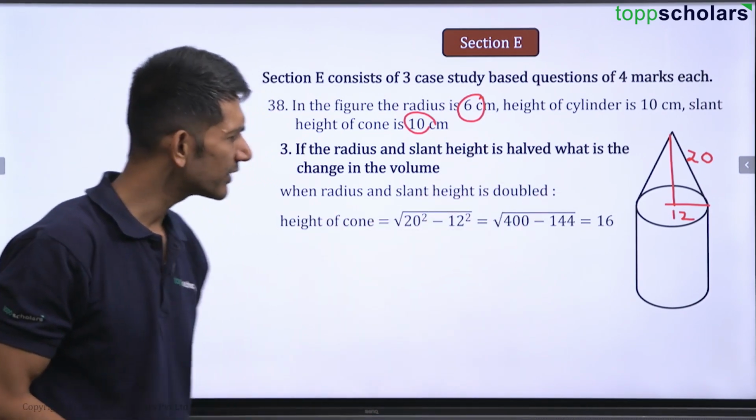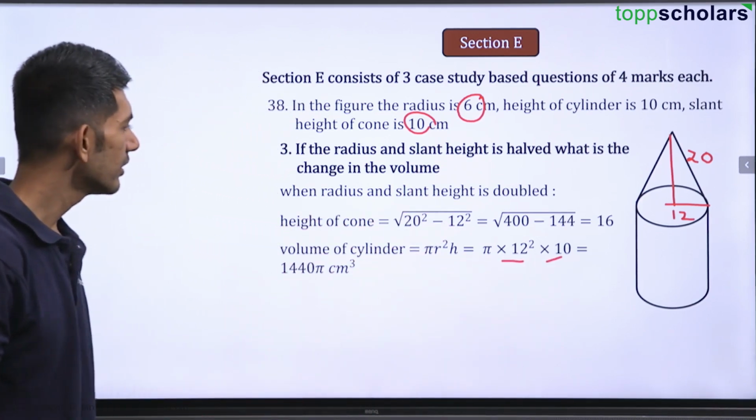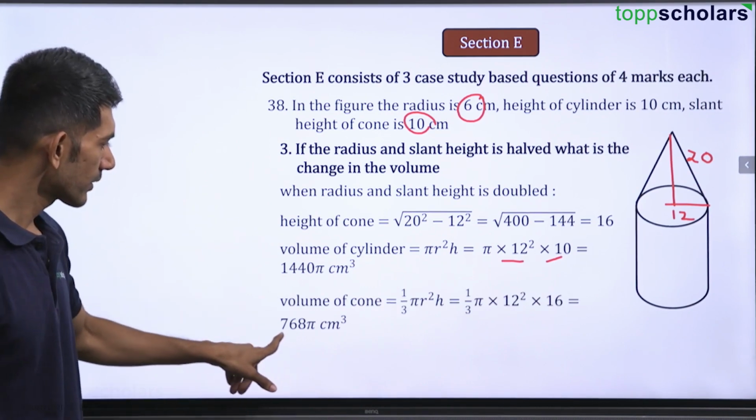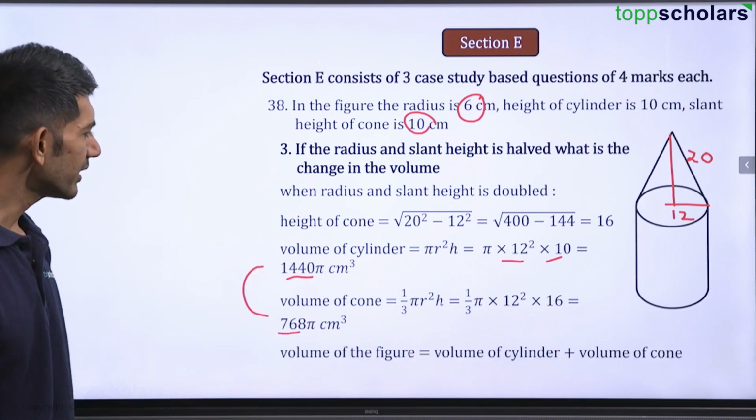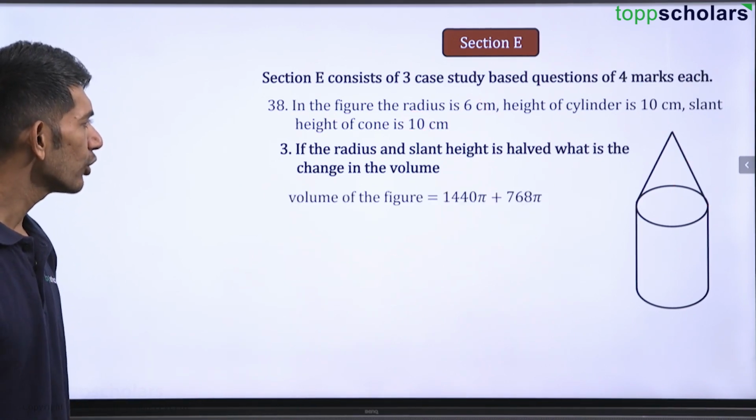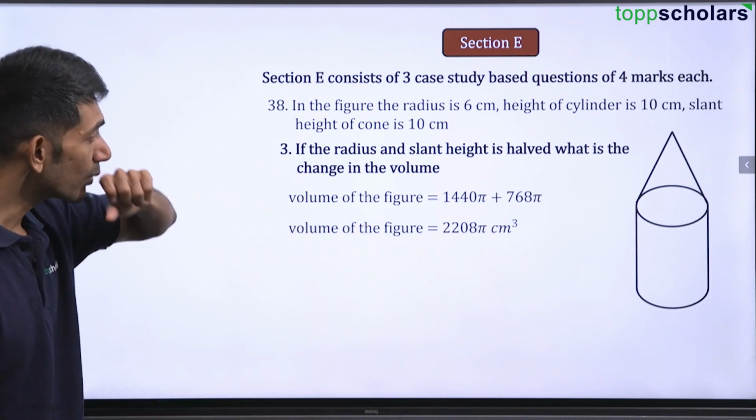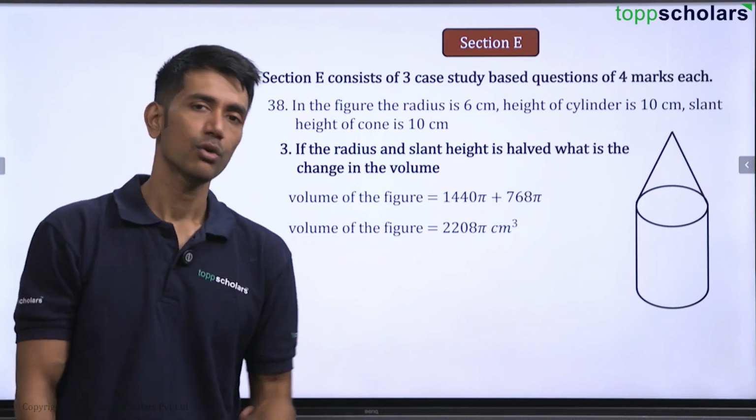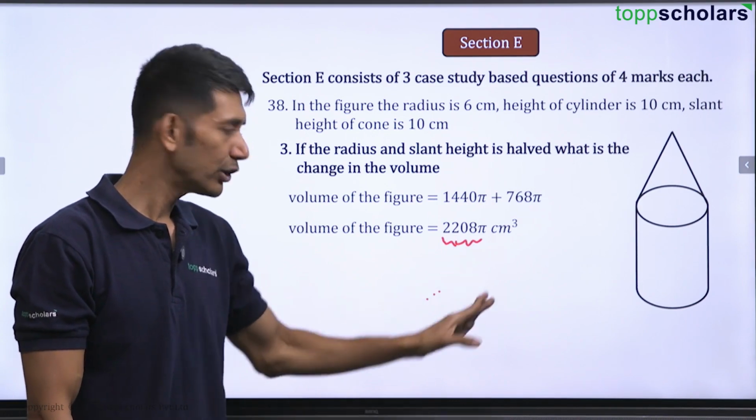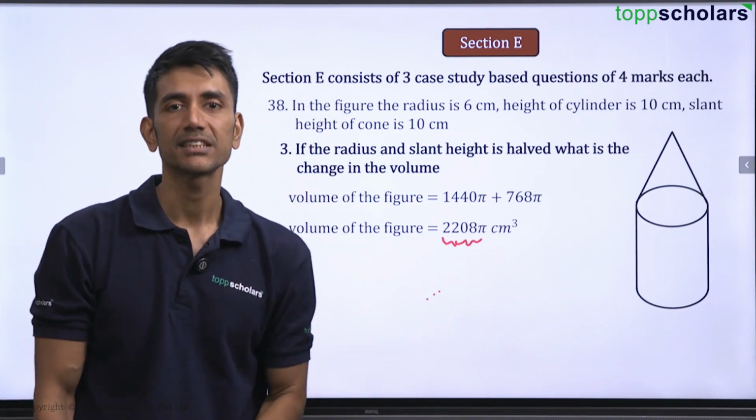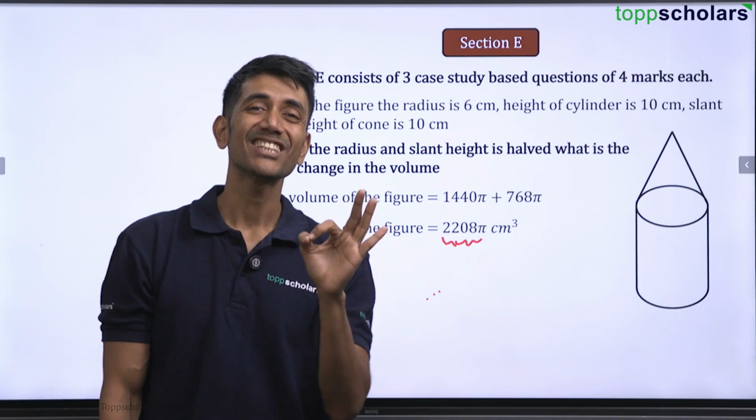Now find out the volume of cylinder. The volume of cylinder with radius as 12, height as 10 is this. The volume of cone will be this. Just use the formula. Add both of them to get the new volume. That's it. So the new volume is how much? 2208 pi centimeter cube. This is the new volume. The question is what is the change in volume? So again, ideally you should take the ratio of this volume to the original volume, that is 216 pi. Get pi cancel, divide by factors, whatever ratio you get, that is the change in volume.